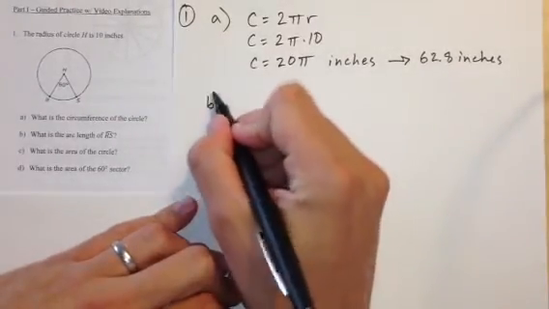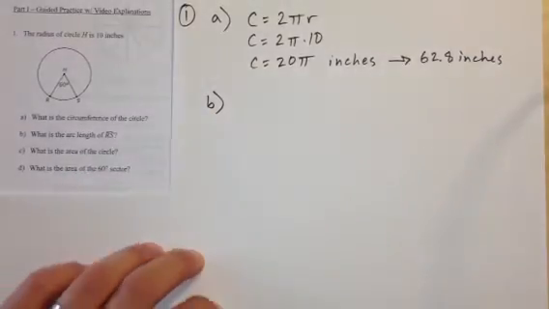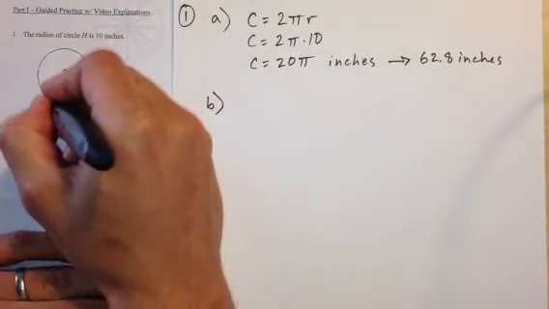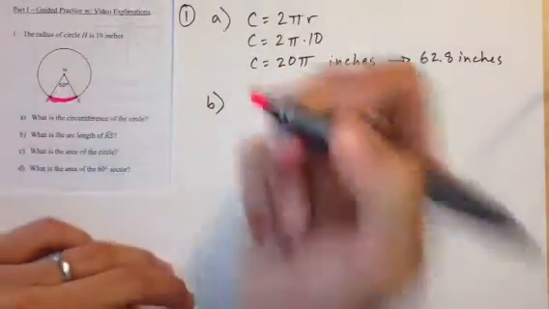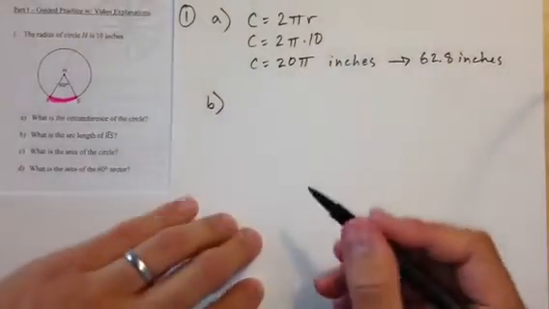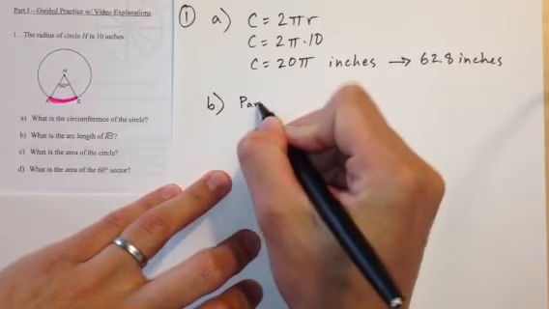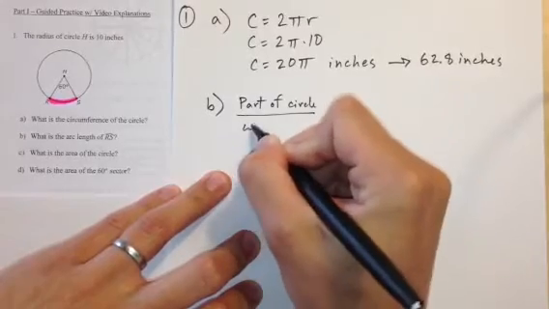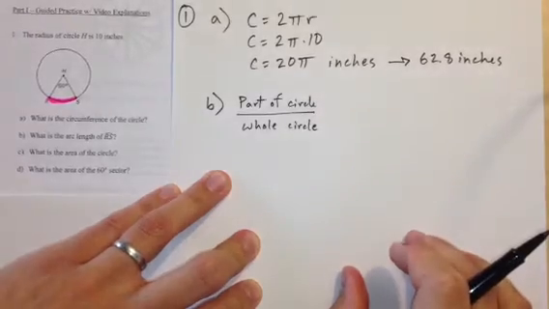Okay, part B. Part B asks, what is the arc length of arc RS? Now, arc RS is, I'll highlight it in pink. That is arc RS. Now, in the videos, for the notes video, they stressed the part of the circle over the whole circle. That's very important for this concept.